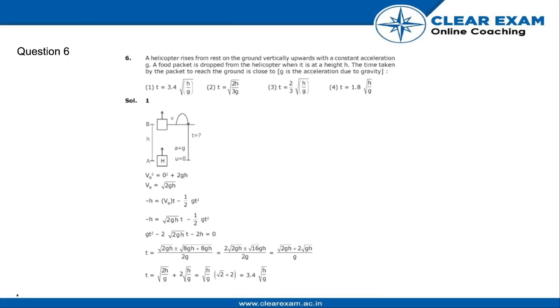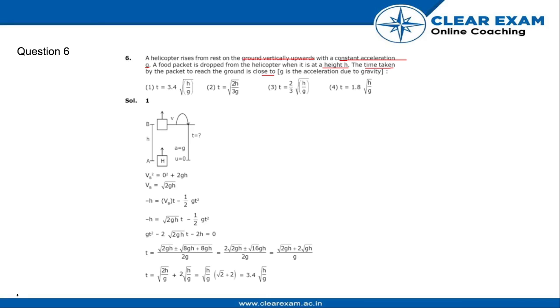A helicopter rises from rest on the ground vertically upwards with a constant acceleration g. A food packet is dropped from the helicopter when it is at a height h. The time taken by the packet to reach the ground is close to.